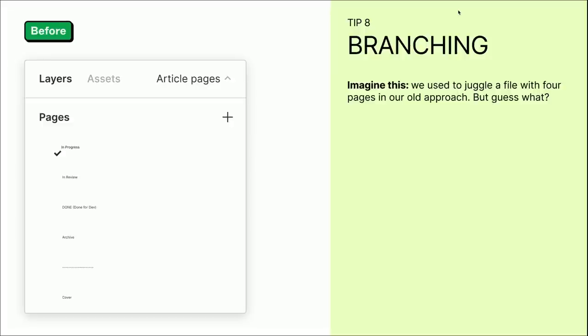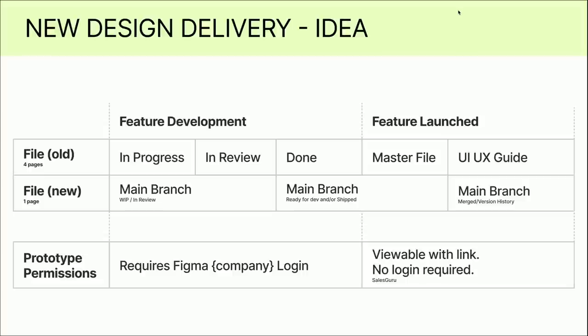Branching is something that we introduced last year. Imagine this. In my company, we used to juggle a file with different pages, and that was our old approach last year. But guess what? After several brainstorming sessions, we tried to find a new design delivery approach. We wanted to get rid of one file with different pages, like in review, archive, and done for dev, and leverage branching for our needs.